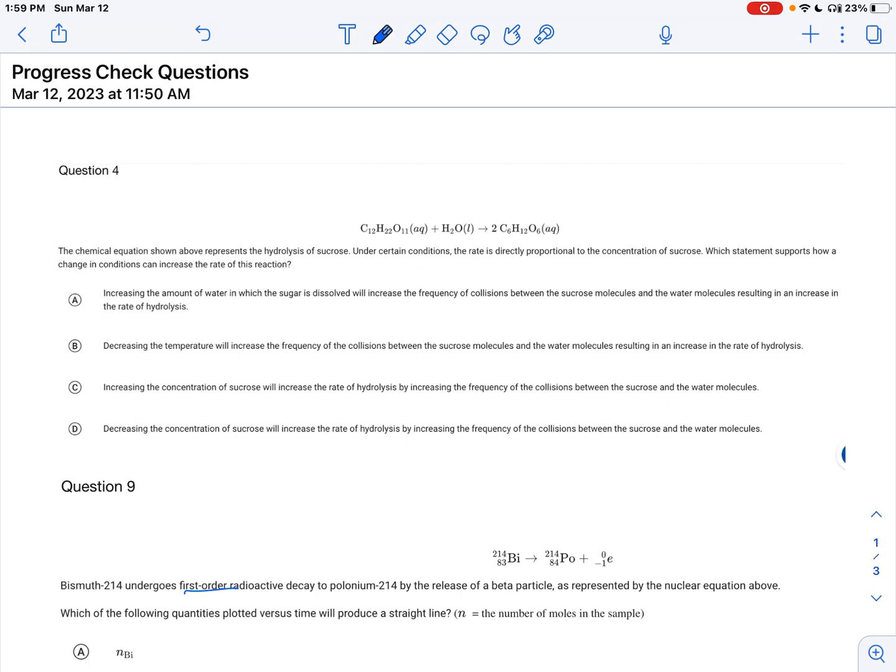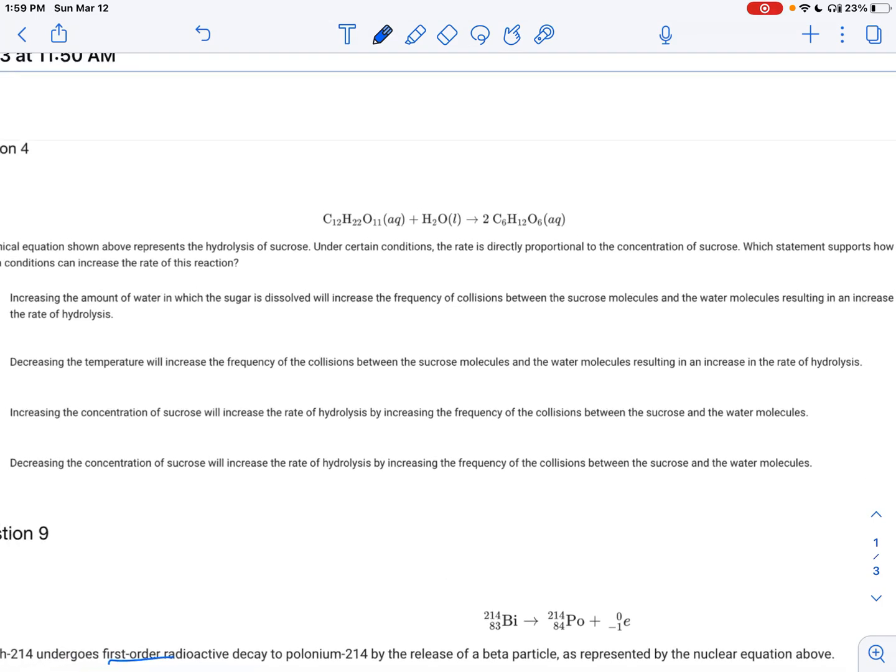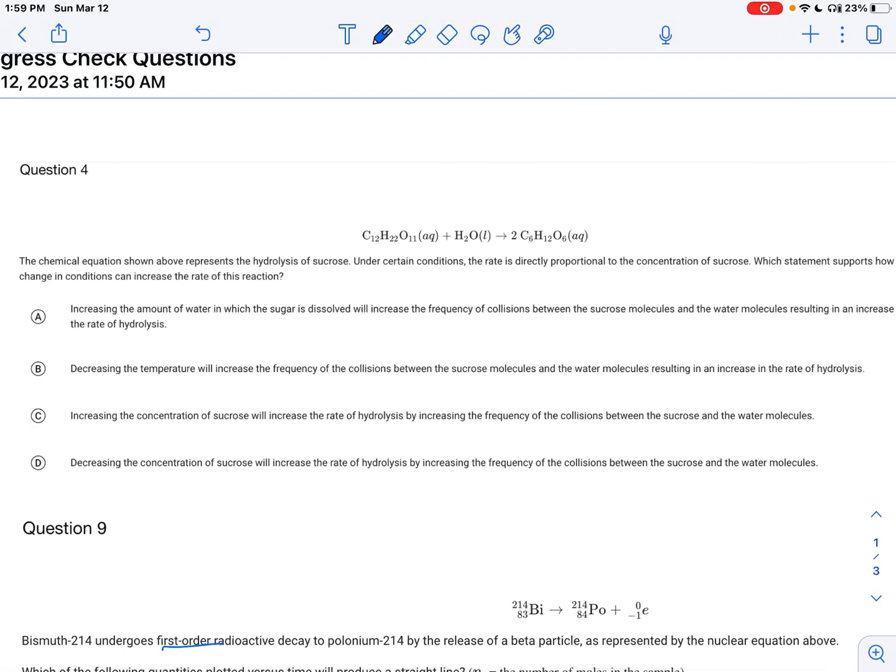So question number 4 is talking about hydrolysis and rate. It says that the rate is directly proportional to the concentration of sucrose. So that probably means, it says under certain conditions, right? That probably means that we're not going to have water in our rate law at all. It doesn't tell us what the exponent of the sucrose will be, because it says under certain conditions. But if there's this direct relationship between sucrose and the rate, it probably doesn't include water.